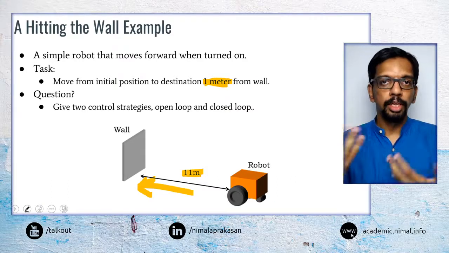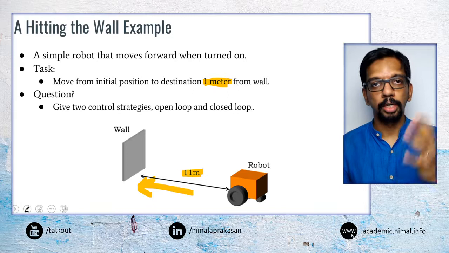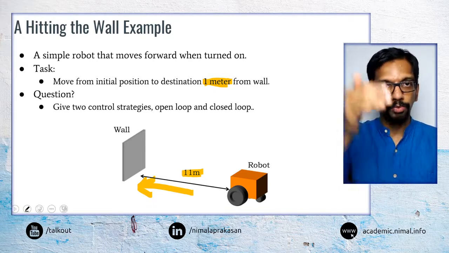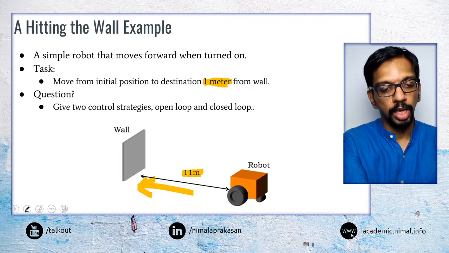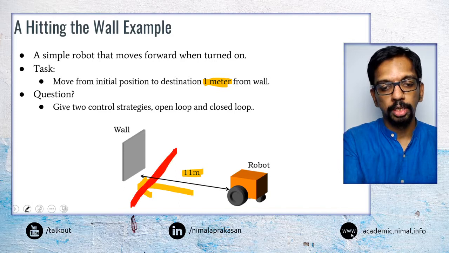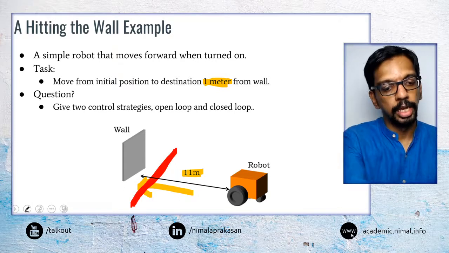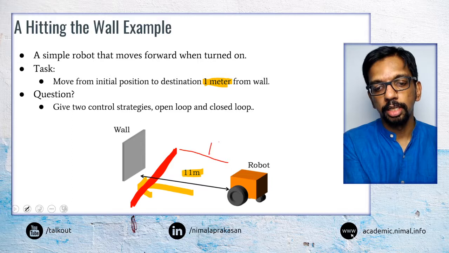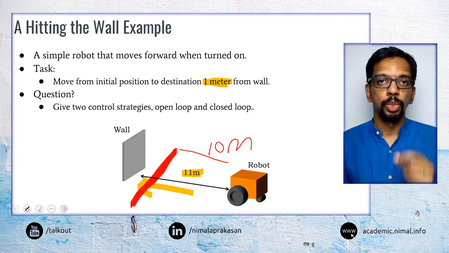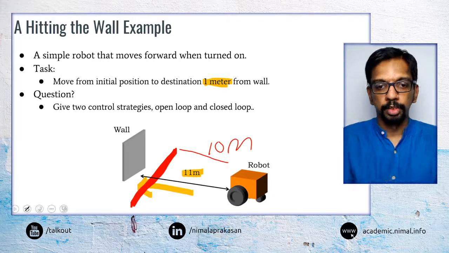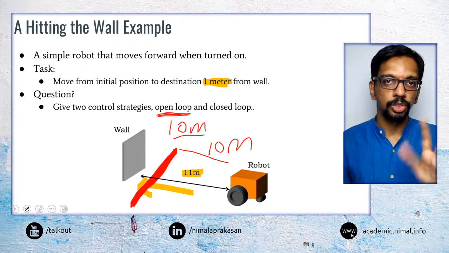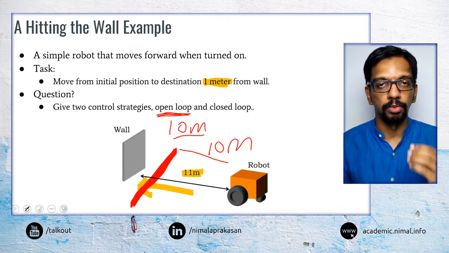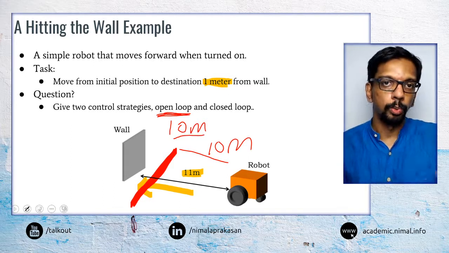So if we think from a real life perspective, say for example, you have to go 10 meters. We are at 11 meters distance, and we have to go up to the 1 meter distance. So the length that we need to travel here is a 10-meter distance. In an open loop system, we give it the instruction to travel for 10 meters and stop. That is the only instruction that we are going to give, and it is going to do that particular instruction.